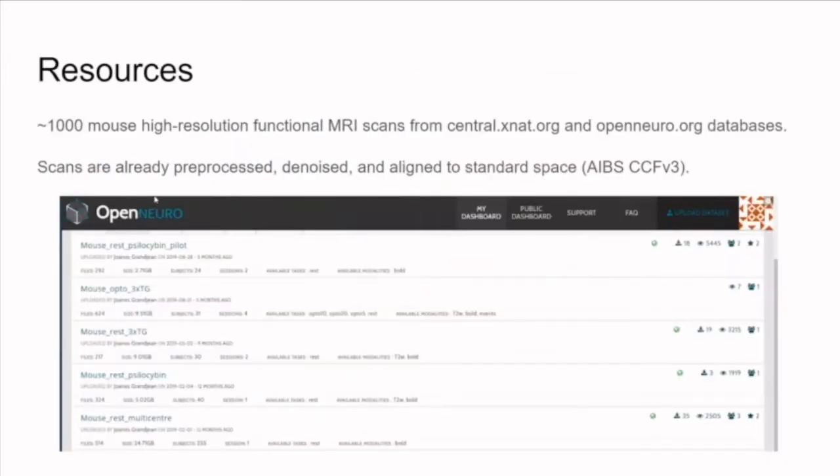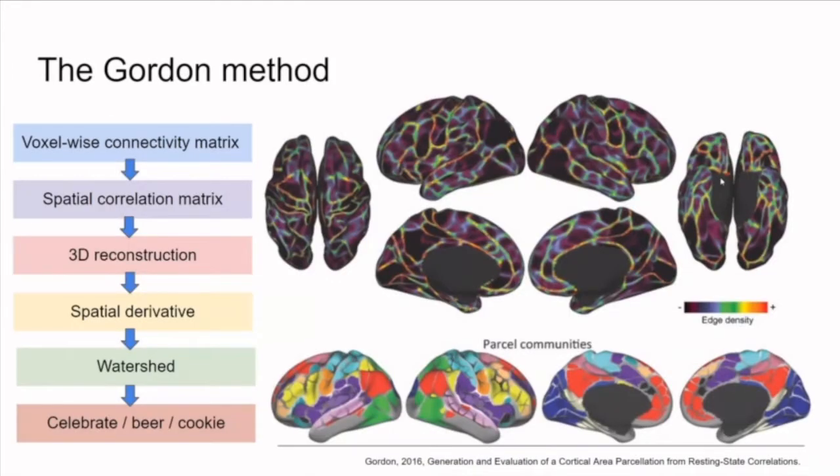Where does the data come from? I've shared all of my data since I started my PhD, so since I finished in 2014. I think I've accumulated over 1,000 high-resolution mouse fMRI scans, and they're all available now unprocessed on repositories, but I'm also making them available pre-processed into a standardized space, so we can start making the atlas.